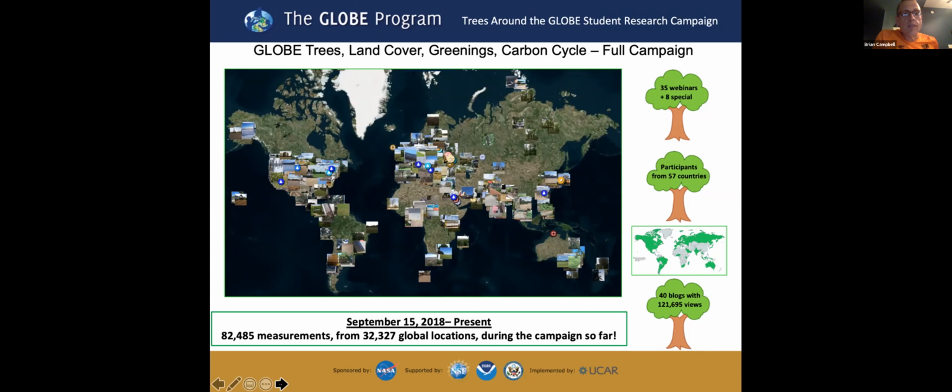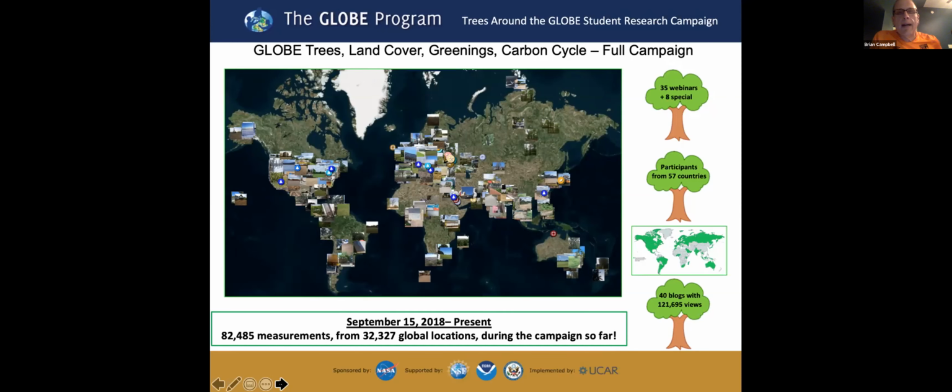So, since the campaign started with the protocols that we have as the major ones of the campaign, we have 82,485 measurements from over 32,000 global locations during the span of the campaign so far, which is just under 3 years. And we started September 15, 2018, which is just over a month away. So there's a lot of data out there, and we reinforce this because we need that data.